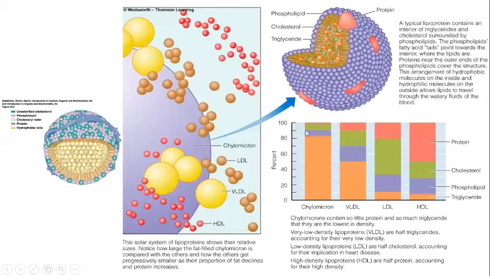Here you can see the structure of a lipoprotein. Usually a lipoprotein has a higher number of lipids and a very low number of proteins. Lipids are transported from one place to another using lipoproteins. These lipoproteins come in different forms. One is low density lipoprotein, one is high density lipoprotein, and apart from that, chylomicrons and very low density lipoprotein are there.